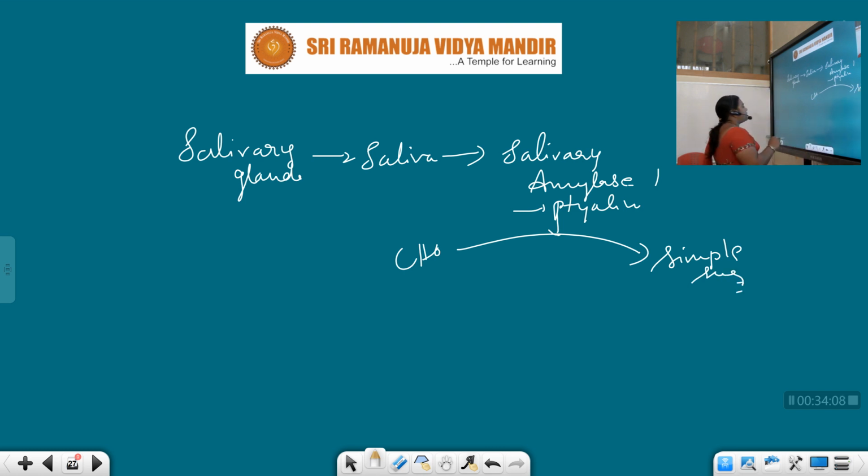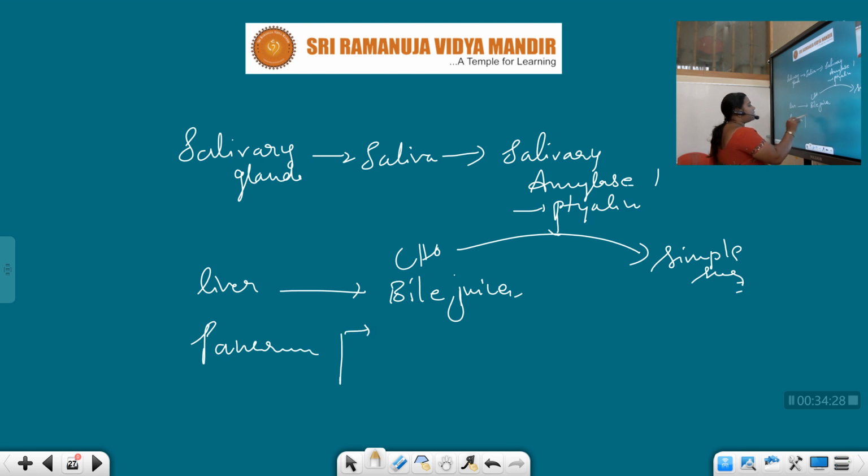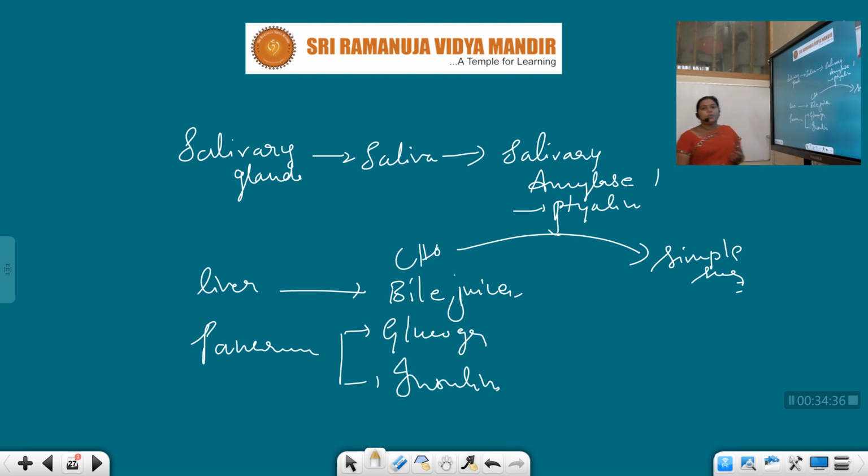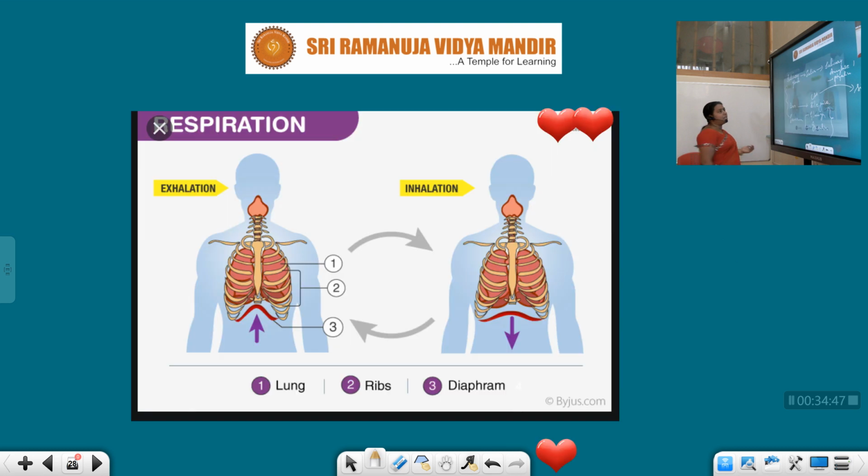In the same way, children, the liver is one of the largest glands. It also secretes bile juice. And the pancreas is a gland. It secretes hormones such as glucagon and insulin. These are the hormones which are essential for balancing the sugar in the blood. That's the reason we call all these glands accessory glands or associated glands.